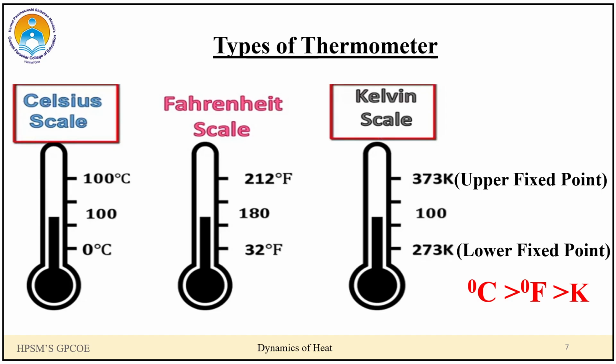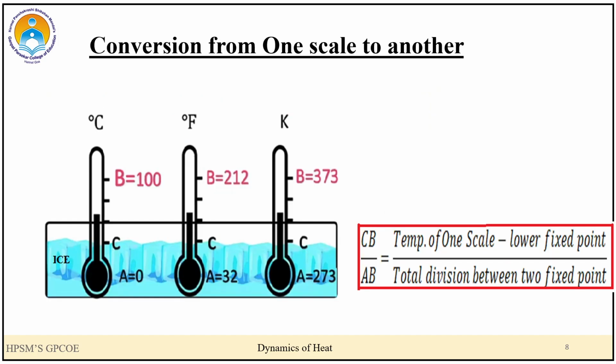So basically, if you see the scales of the thermometers, the degree Celsius division is larger than the Fahrenheit division, and the Kelvin scale is the same as Celsius. Now we are going to understand how to convert from one scale to another. That is, how to convert degree Celsius into degree Fahrenheit, or degree Celsius into Kelvin, or degree Fahrenheit into Kelvin, or degree Fahrenheit into degree Celsius, or Kelvin into degree Celsius, or Kelvin into degree Fahrenheit.